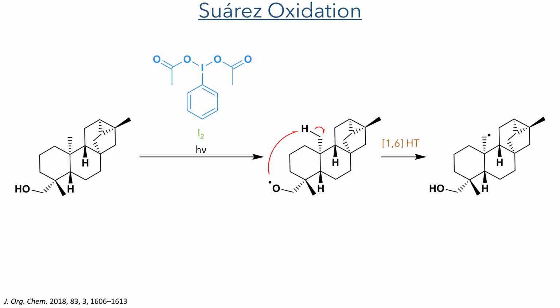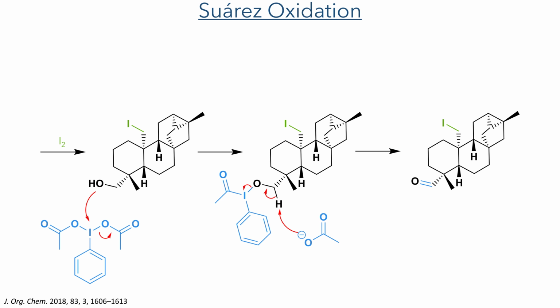The proposed mechanism for this reaction involves the formation of a radical on the hydroxyl group, and this undergoes a 1,6 hydrogen transfer to produce a radical on the methyl group on the same face of the ring. This reacts with the iodine to form the carbon-iodine bond. In addition to this reactivity, the diacetoxyiodobenzene also acts as an oxidizing agent, where it is first attacked by the hydroxyl group, eliminating acetate, which then acts as a base to deprotonate the activated species to produce the aldehyde.